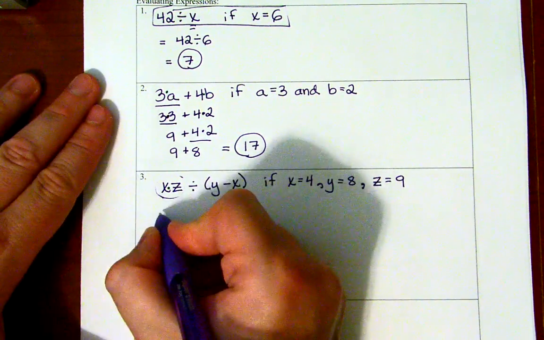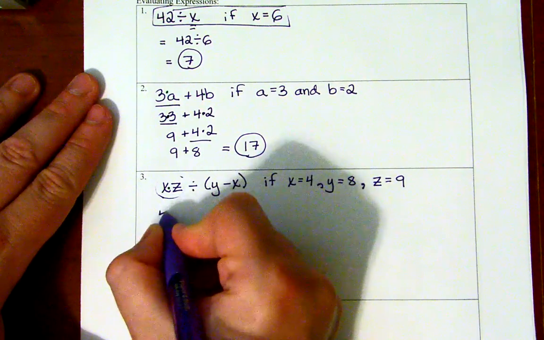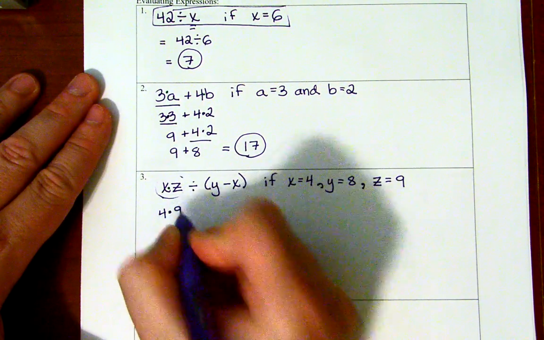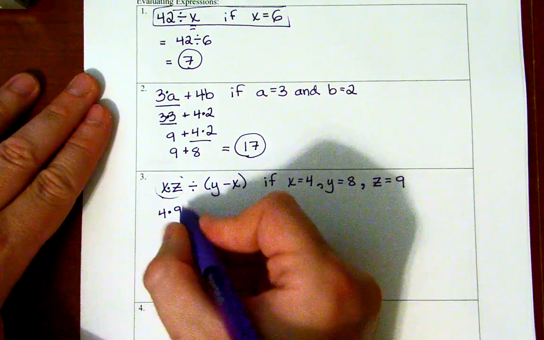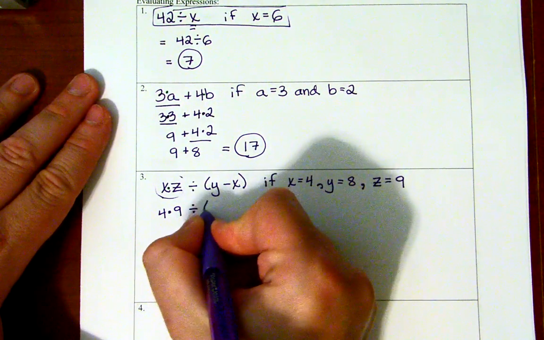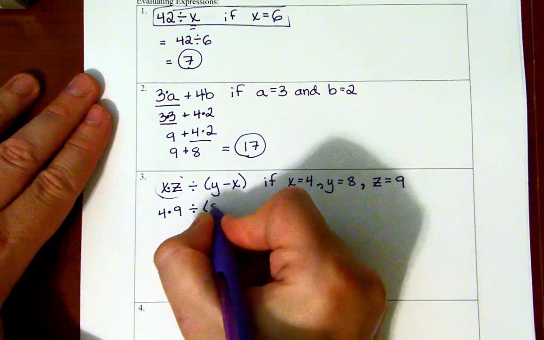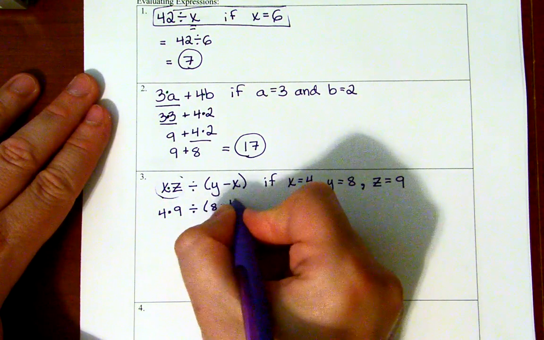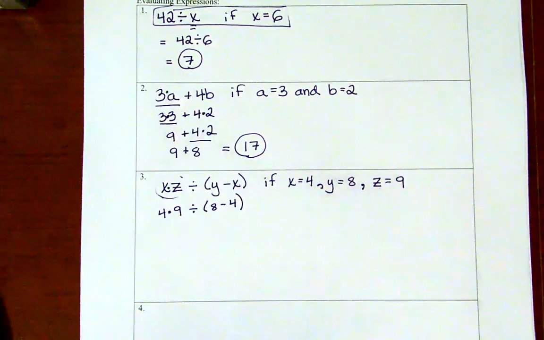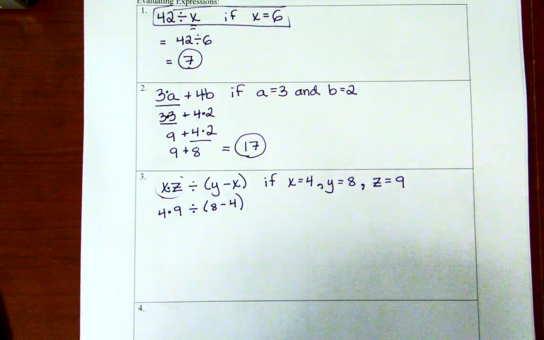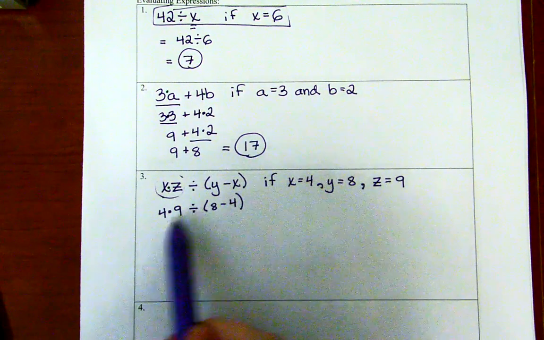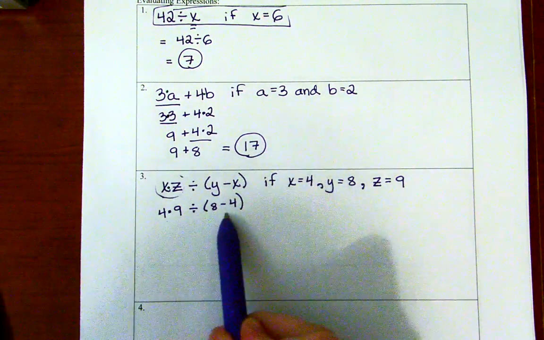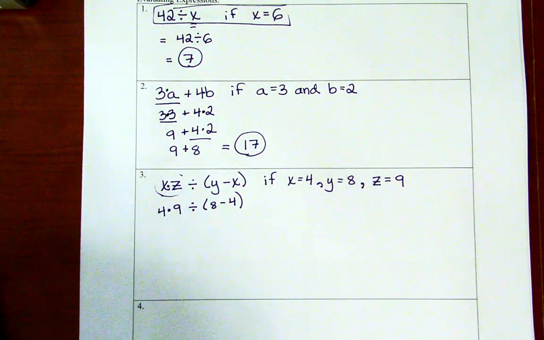Okay, so this should be 4 times 9. Make sure you put that times symbol in there. It's not the number 49, it's 4 times 9. Divided by, in parentheses, 8 minus 4. Okay, next question for you. Now we're going to follow our order of operations. 4 times 9, 9 divided by 8, or 8 minus 4. What's next?